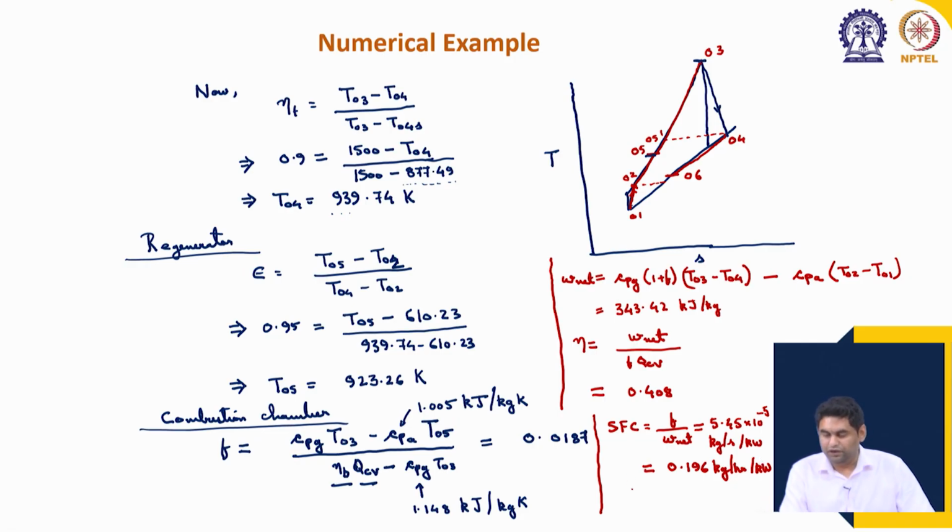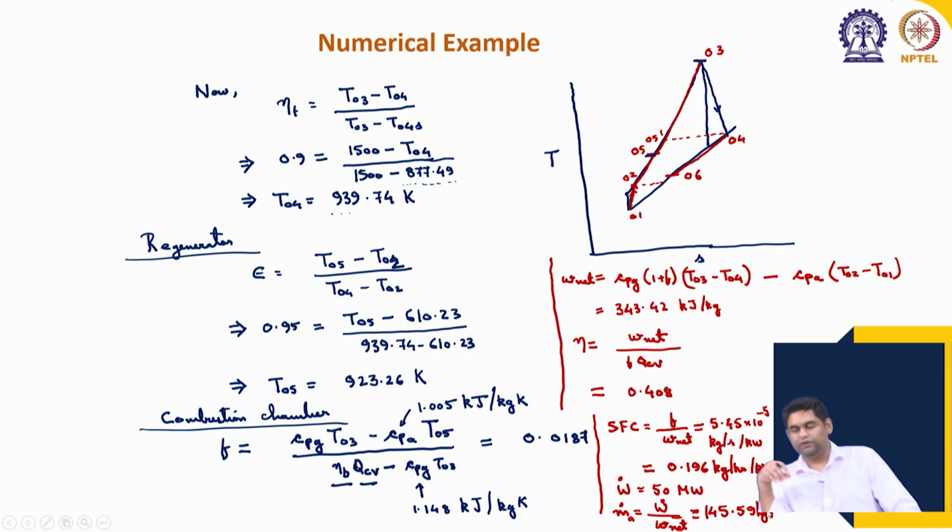Now, as the net power output is given to be 50 megawatt, we can find the mass flow rate of air m dot A to be equal to net power output by net specific work output, which is W net. Okay. So, 50 megawatt divided by 343.42 kilojoule per kg. This comes out to be equal to 145.59 kg per second. You can try to find out what will be the value of the mass flow rate of fuel. So, these are the important parameters that we needed to obtain.